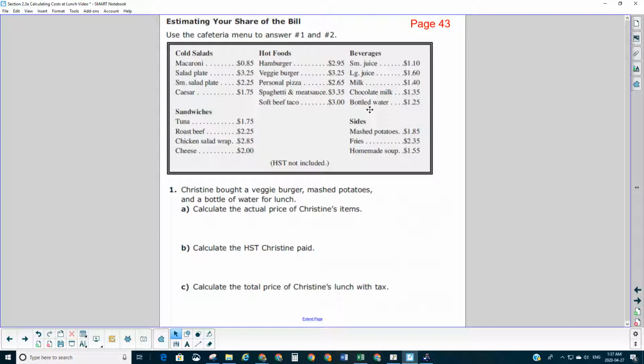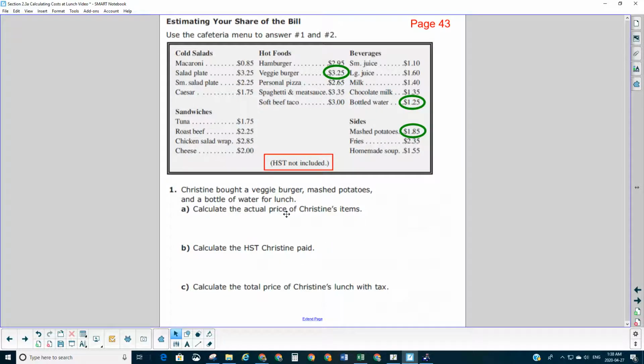So Christine bought a veggie burger, some mashed potatoes, and a bottle of water for lunch. So we just got to do a little investigating to figure out the cost here. So let's find the veggie burger. The veggie burger is right here. So the cost is $3.25. The mashed potatoes is a side. So that's $1.85. And her drink is a bottle of water, which is right here at $1.25. Notice that the HST is not included in this. So we're going to have to do the calculations to figure out the HST.